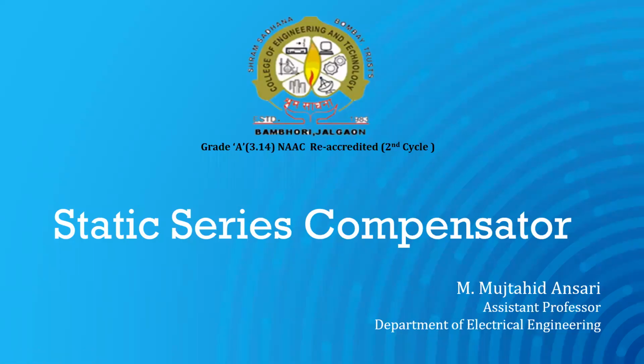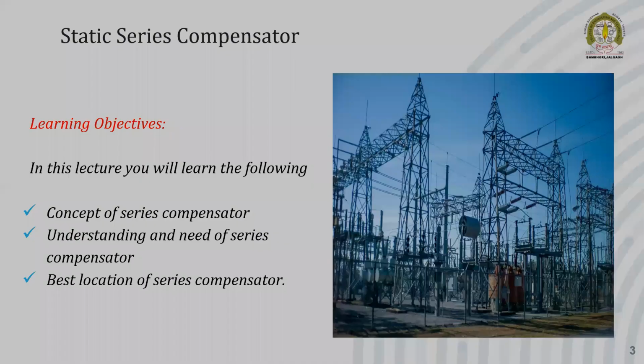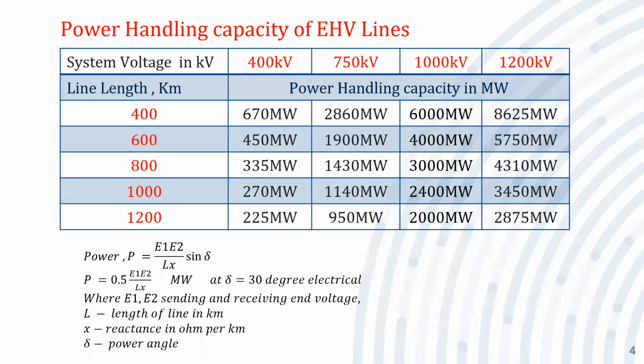We were discussing the static series compensator. In the last lecture, we'll just take a review. It has been discussed the concept of the series compensator and the need for it. It is found that as the length of an AC EHV transmission line increases, the power handling capacity at a particular voltage decreases, which is quite clear from this table.